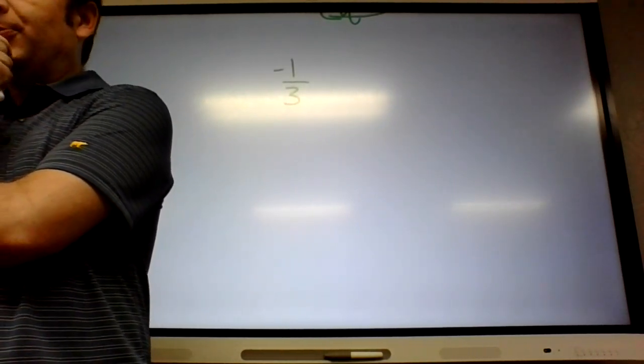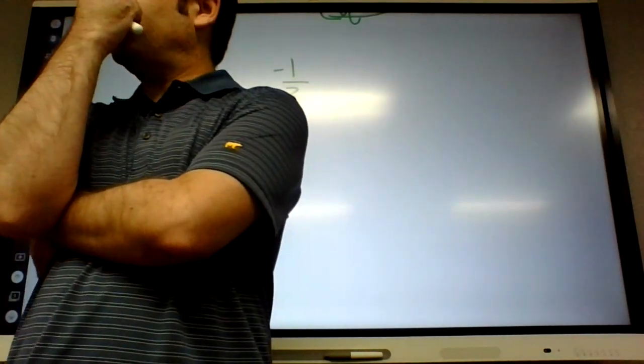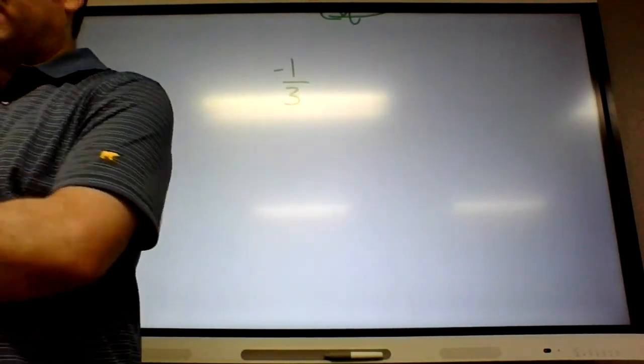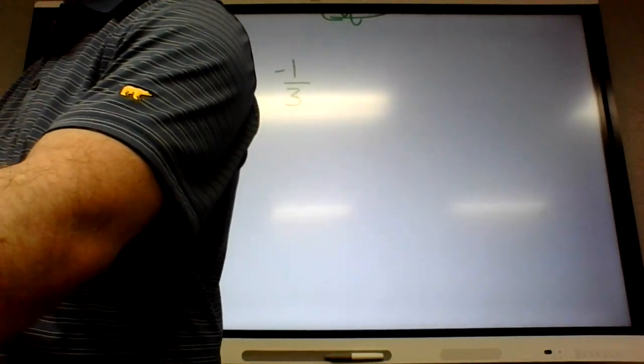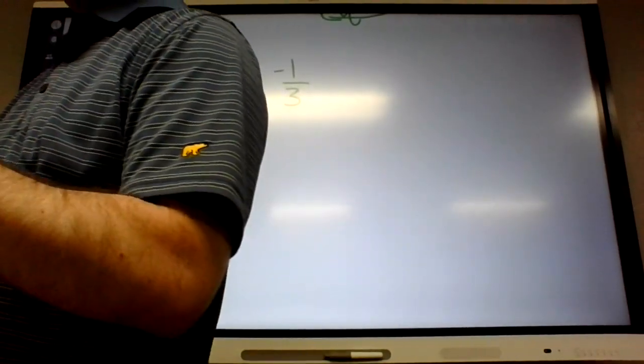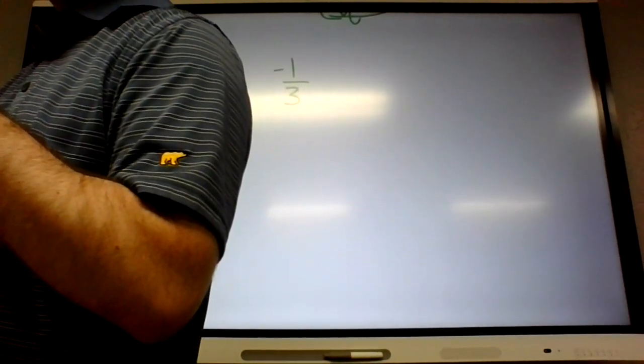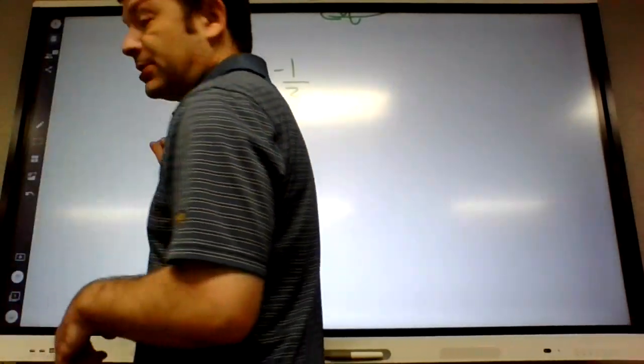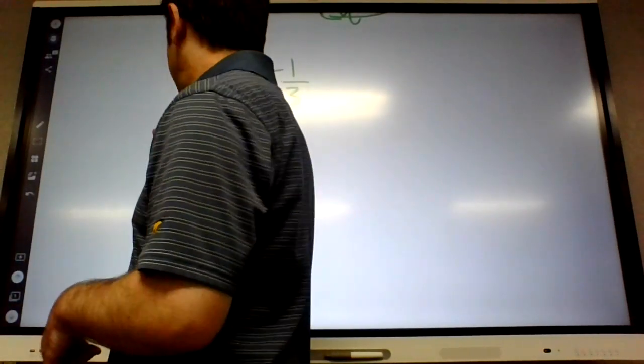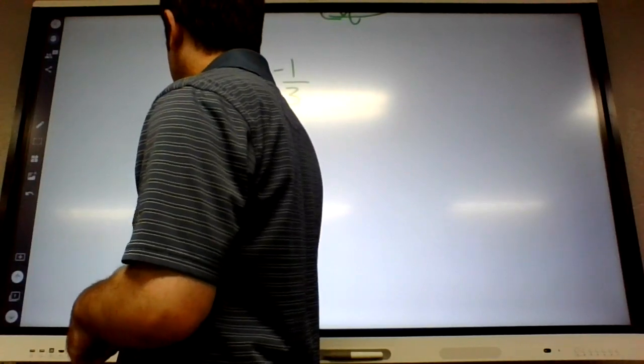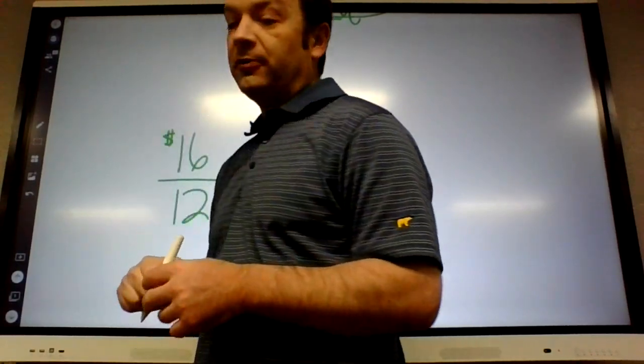You wouldn't ask how many rolls can we get for $1. That doesn't make as much sense because you can't buy a partial roll. But the question is, one roll would cost how many dollars? So it's $16 for 12 rolls.